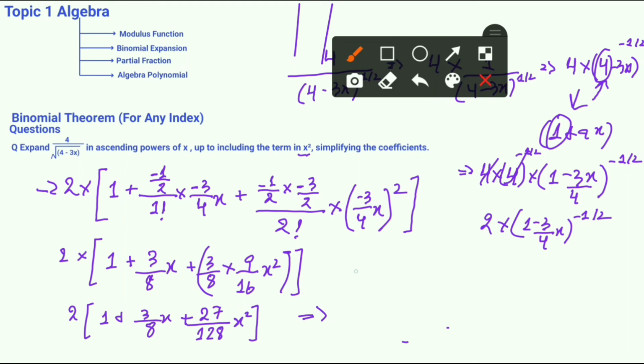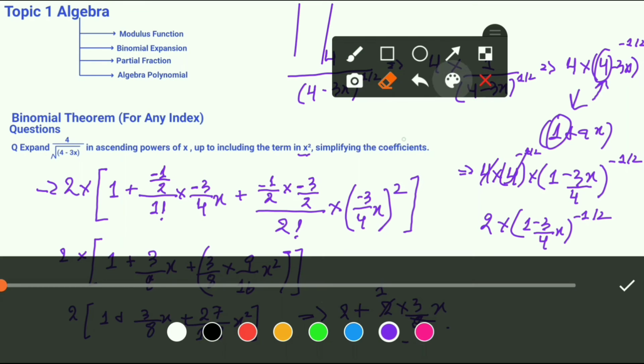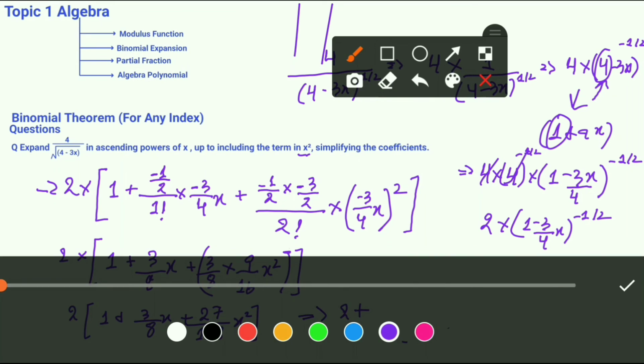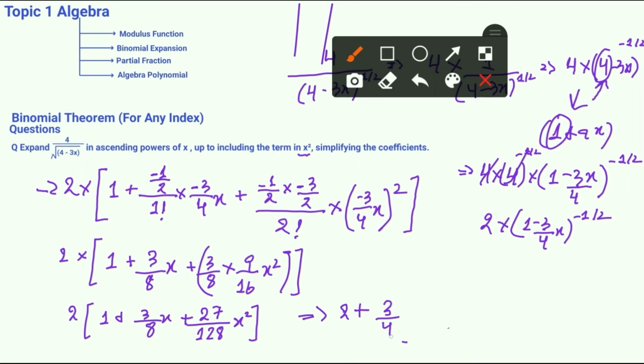Now we're going to multiply this by 2. 2 multiplied by 3 upon 8x: 2 into 2 is 1, 2 into 4 is 8, so 3 upon 4x. Then plus 2 multiplied by 27 upon 128 x squared.